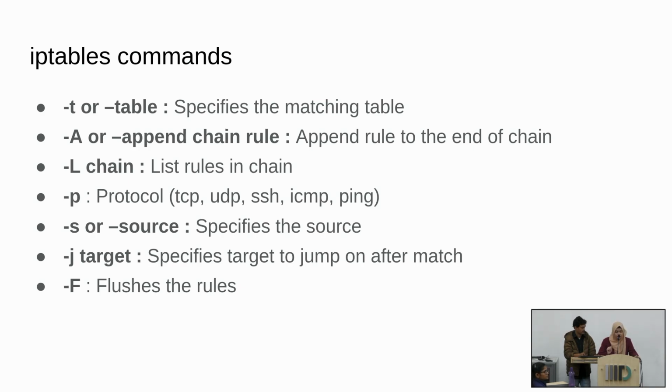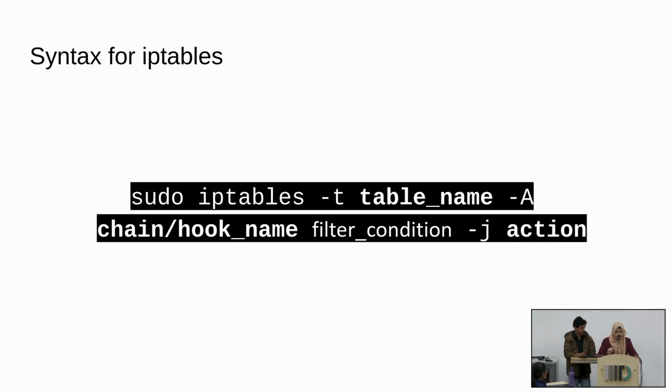Getting to the general syntax, we have the command as follows. We need to use sudo privileges in order to use iptables, followed by, as I mentioned, the table name, -A, the hook name to add the rule in, and the filter condition. In the firewall, we'll add the filter condition on what basis we are filtering the traffic, and then finally -j will specify what action to take place, like either to accept it, drop it, or reject it.